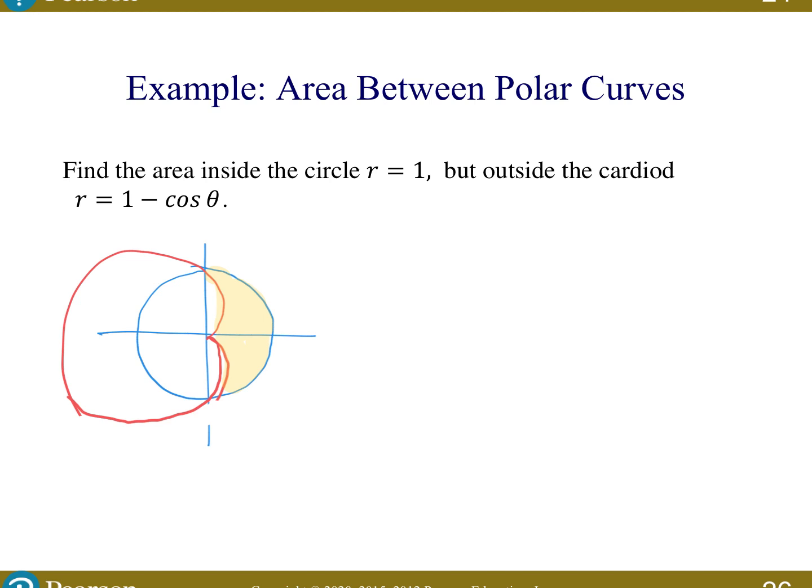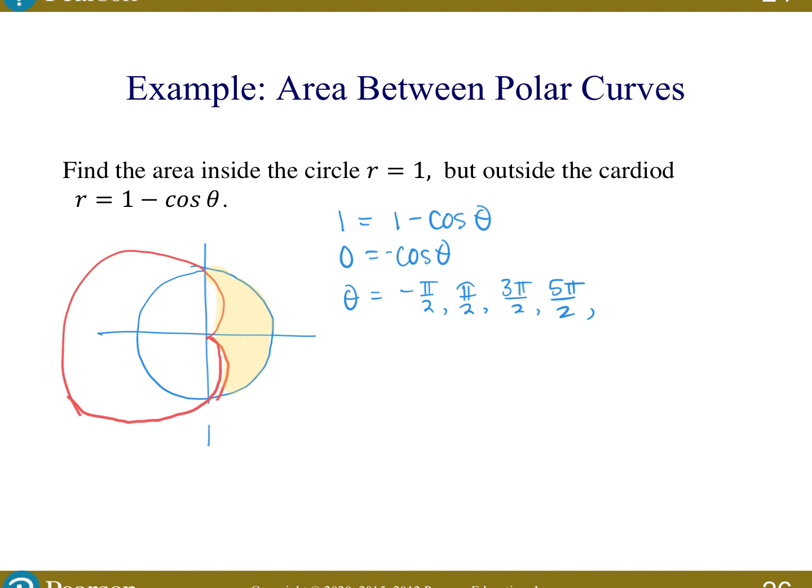Okay, so we want to find the intersection points by setting these two things equal to each other. And so we would have 1 equal to 1 minus cos theta. And then we would solve that mathematically. So 0 equals negative cos theta. So theta is every time the cosine is 0, which happens at negative pi halves, positive pi halves, and 3 pi halves. Okay, all of these values.